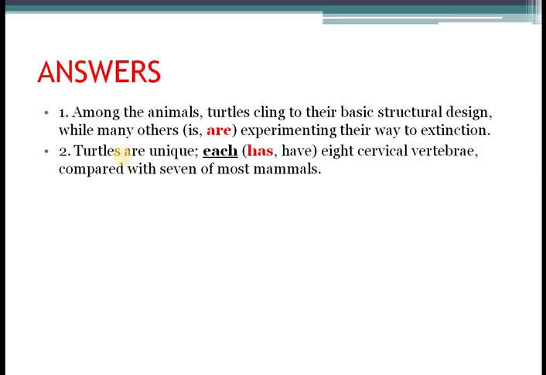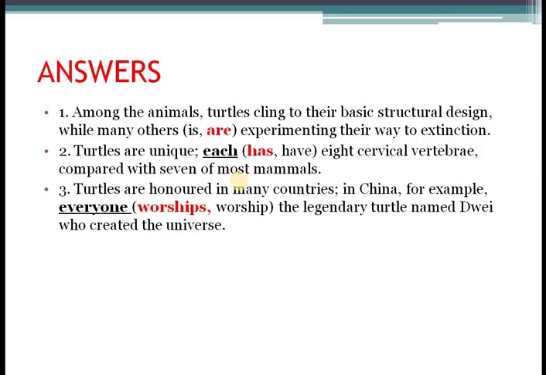Turtles are unique. Each. Please note that turtles are unique. That is an independent clause. And so each right here would be acting as the subject. Based on the indefinite pronoun rule, we know that each is a singular indefinite pronoun and therefore takes the verb ending with S.